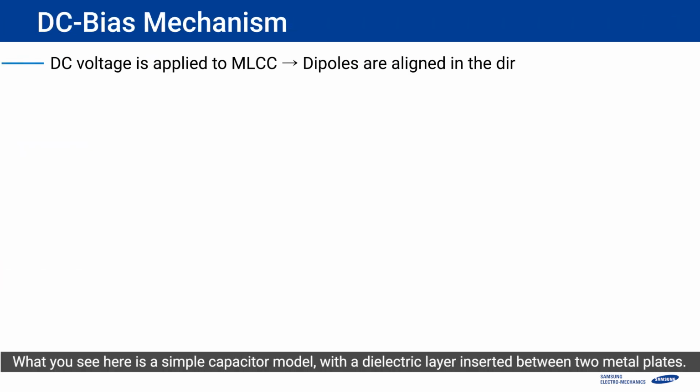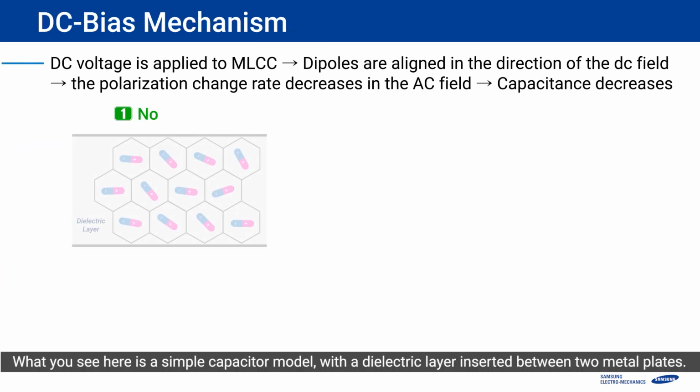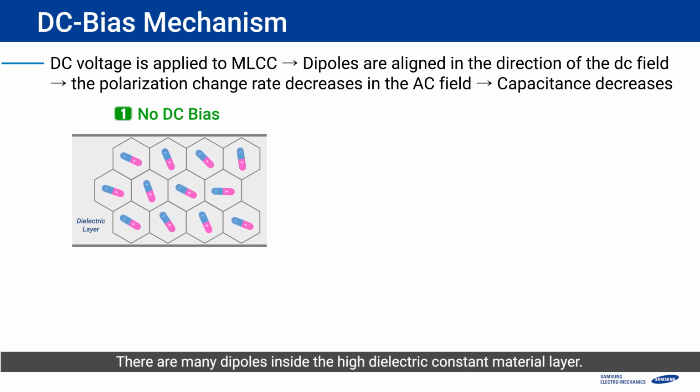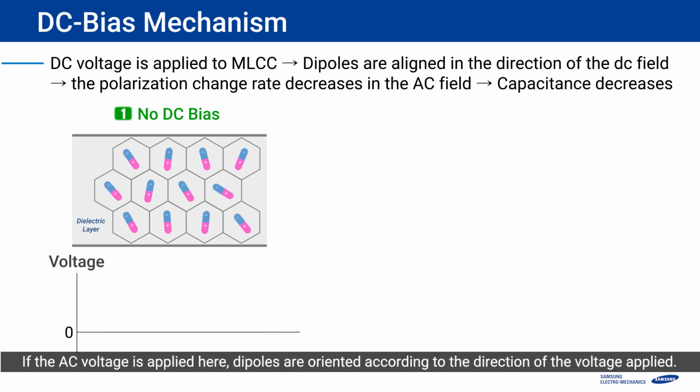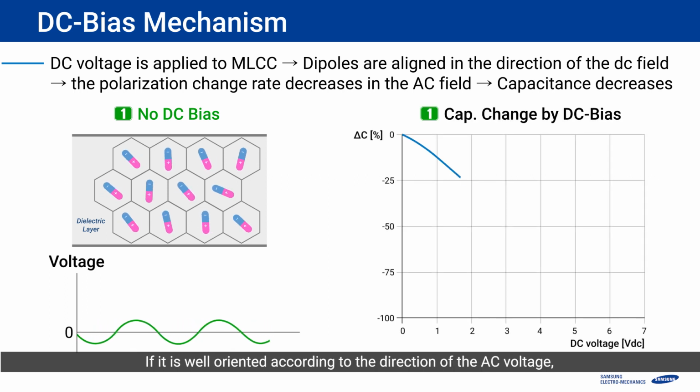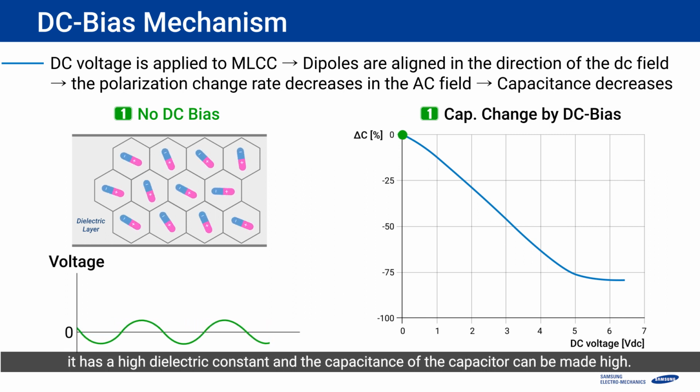What you see here is a simple capacitor model with dielectric layer inserted between two metal plates. There are many dipoles inside the high dielectric constant material layer. If the AC voltage is applied here, dipoles are oriented according to the direction of the voltage applied. If it is well oriented according to the direction of the AC voltage, it has a high dielectric constant and the capacitance of the capacitor can be made high.